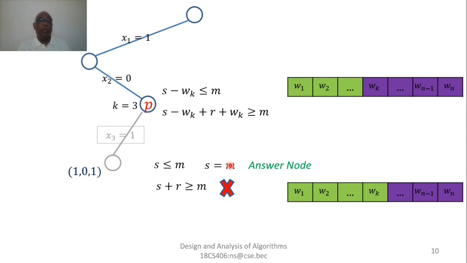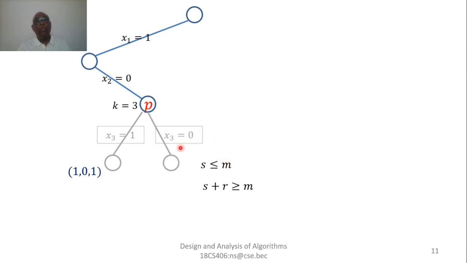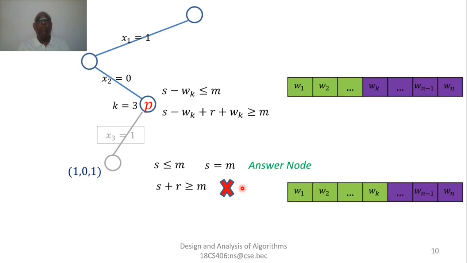Now let's try to develop the bounding function at the node defined by xk equal to 0. So the bounding function once again requires in its primitive mode that the two conditions are to be satisfied. S should be less than or equal to M. S plus R should be greater than or equal to M. Now, as we have seen in the previous node, let's try to find the relationship between the conditions to be satisfied at the parent node and at the child node defined by xk equal to 0 this time.